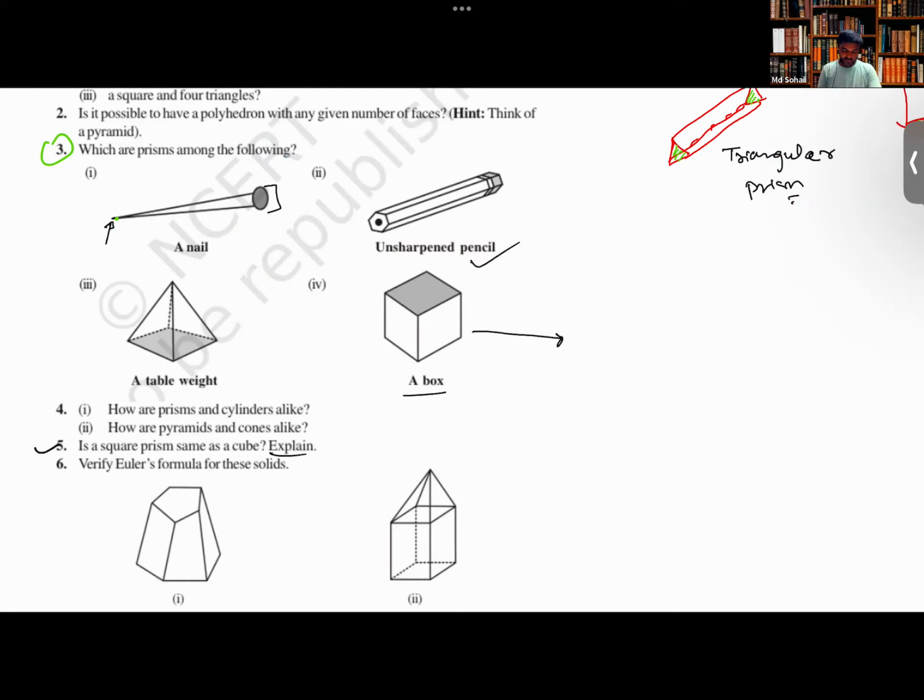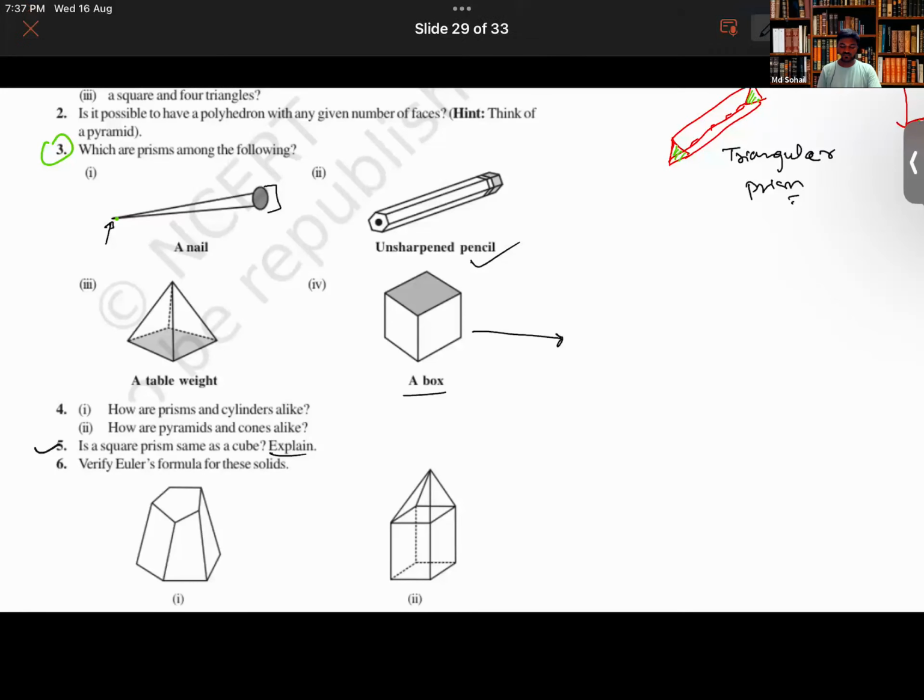Good. Verify Euler's formula for these solids. You guys have studied about Euler's formula. Arham, what is Euler's formula? Faces plus vertices equals edges plus 2. Very good. Faces plus vertices equals the number of edges plus 2. So for these solids, we have to verify this.